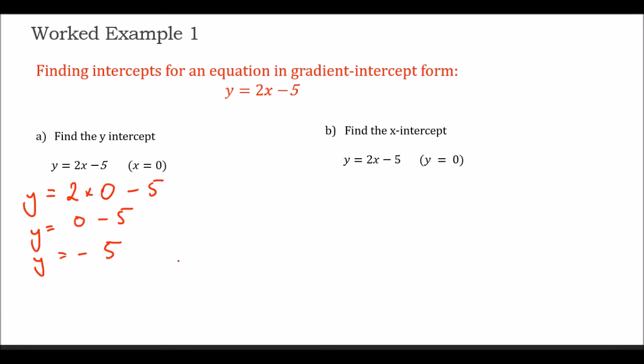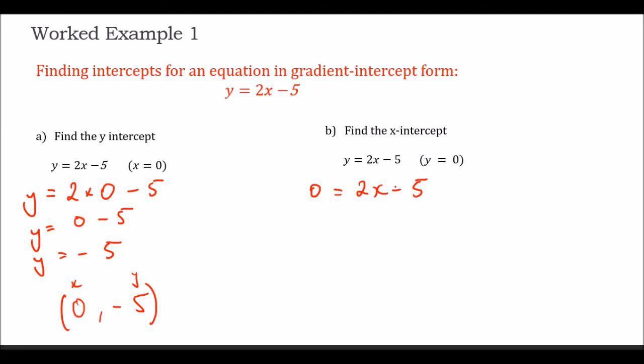Now in that scenario, remember, if your y-intercept is negative 5, the coordinates are going to be 0, negative 5, because for your y-intercept, x is always going to be 0. Remember that's x, that's y. For the x-intercept, same scenario, but instead of changing x to 0, we're going to change y to 0. So it's going to be 0 equals 2x, take away 5.